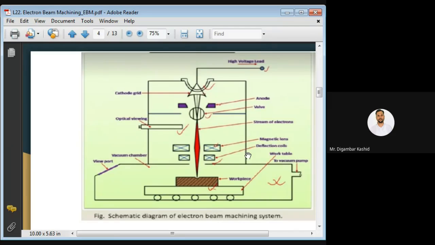So electrons are negatively charged, and this cathode is the negative terminal of your power supply. The anode is the positive terminal. You can see the cathode is the negative terminal and the anode is the positive terminal of your power supply. So these electrons are expelled with a very high velocity, and they come towards your anode.